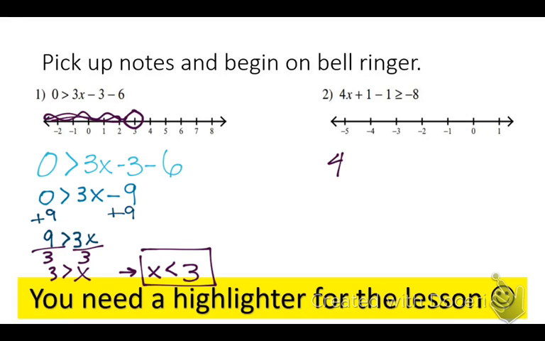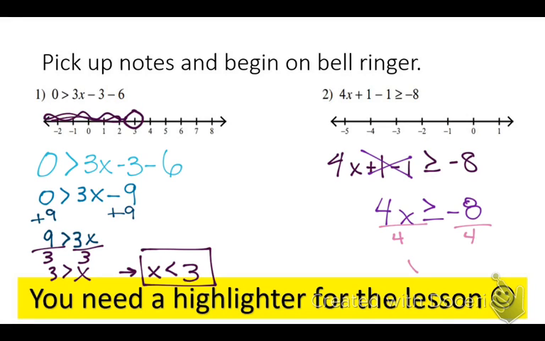Our next one, we got 4x plus 1 minus 1 is greater than or equal to negative 8. What do we do to start? Combine my like terms. What's plus 1 minus 1? 0. So I have 4x is greater than or equal to negative 8. What do I do next? Divide by 4. Am I dividing by a negative? No, so I don't need to flip the sign.